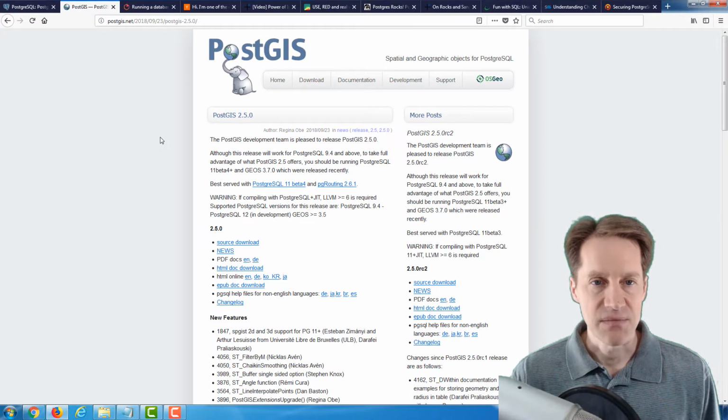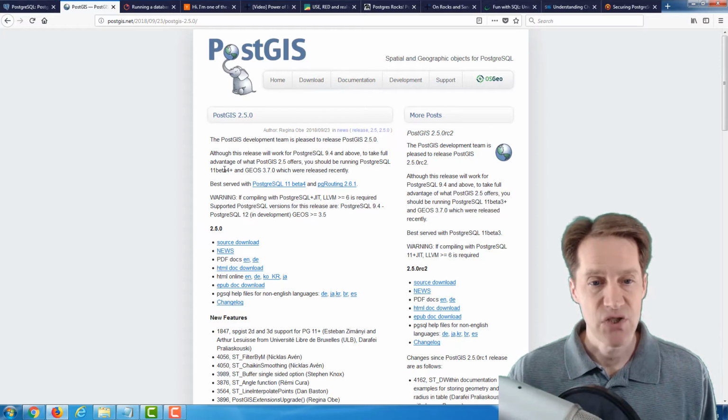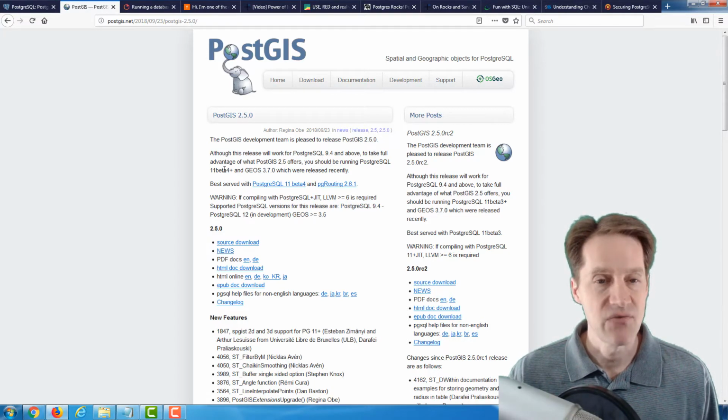The next announcement is that PostGIS 2.5.0 has been released, and it mentions that although this release will work for PostgreSQL 9.4 and above, to take full advantage of what it offers, you should be running PostgreSQL 11 Beta 4 and up. So if you use PostGIS, it looks like it's ready for working with Postgres 11.